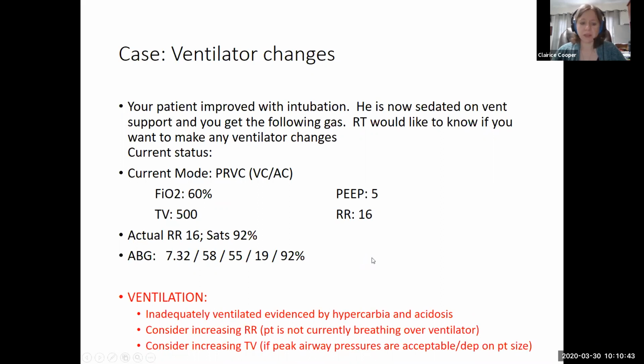With regards to ventilation, we can see that the patient is inadequately ventilated as he has hypercarbia and acidosis. In order to increase our minute ventilation, we may consider increasing our respiratory rate or increasing our tidal volume or both.